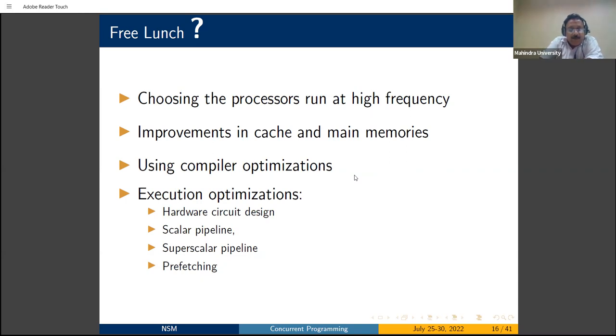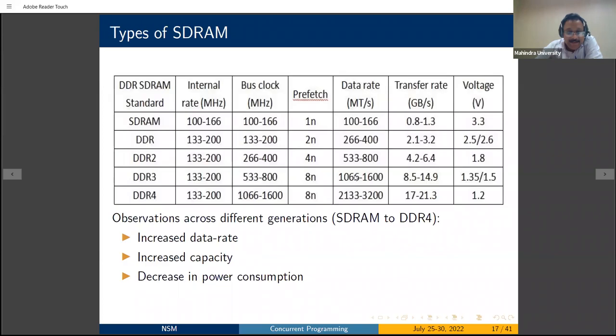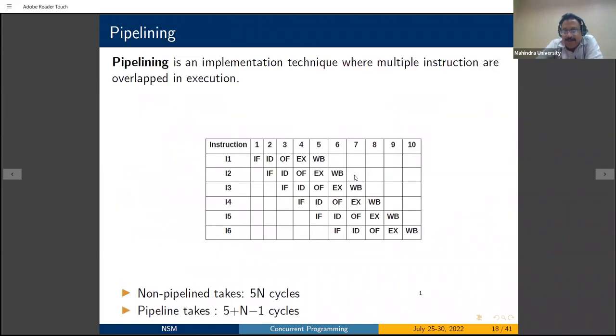Earlier there was no concept of pipelining. Later, after a few years, they introduced the concept of pipelining. There is not much difference between pipelining and concurrent programming. What is the definition of pipelining? Pipelining is an implementation technique where multiple instructions are overlapped in execution.